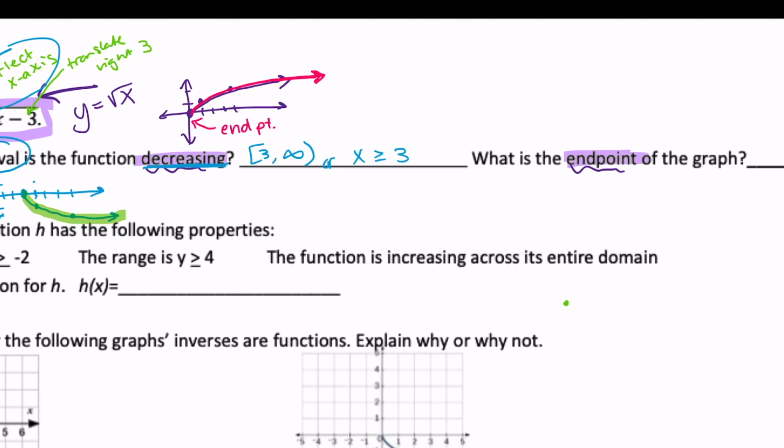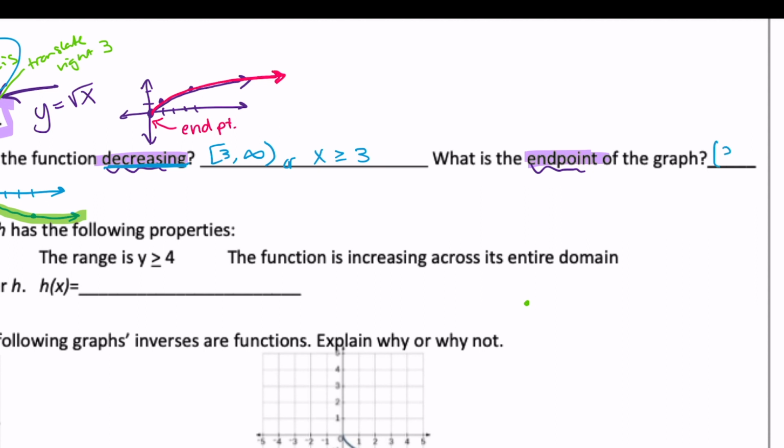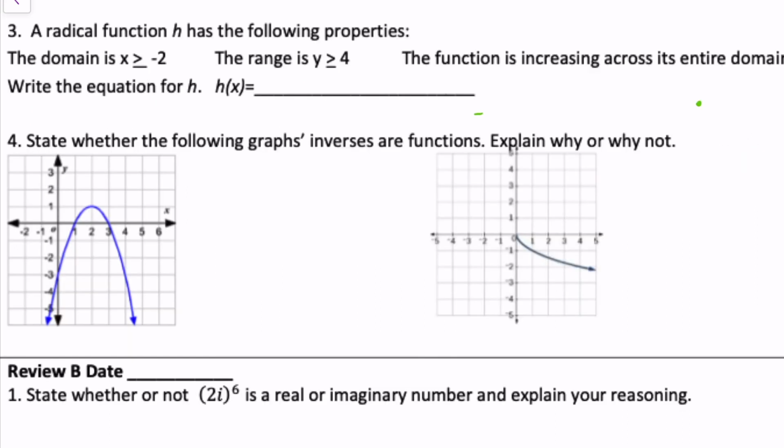The endpoint of my graph, well now since I have that stopping point at 3, 0, I'm going to say my endpoint is (3, 0). Now that we've reviewed square roots, let's look at this next example.